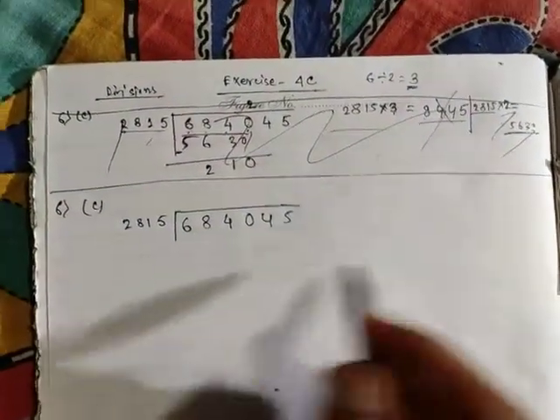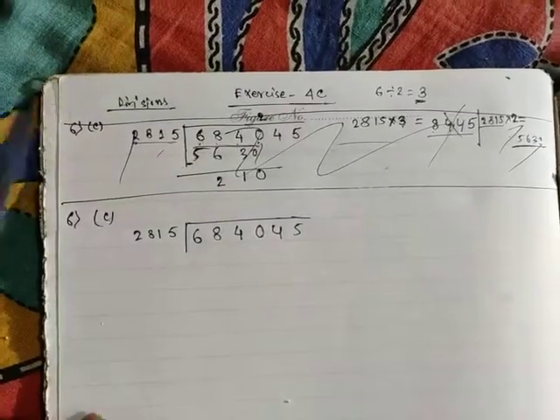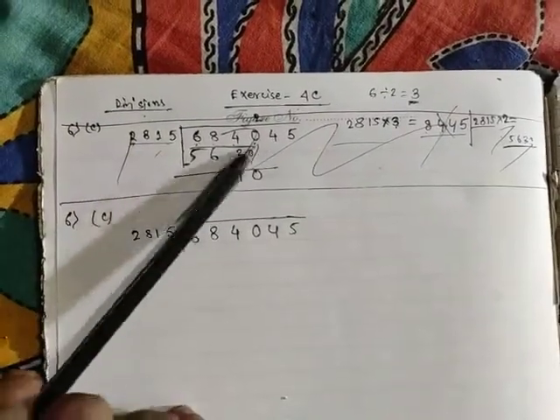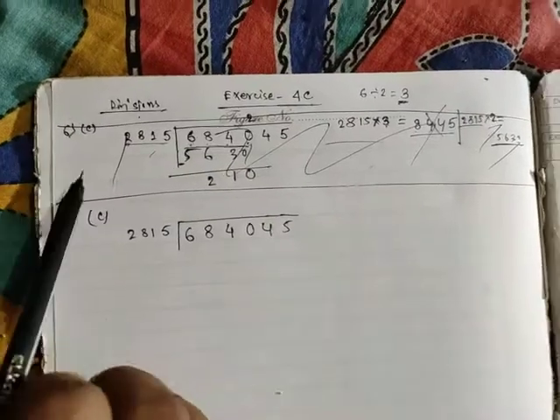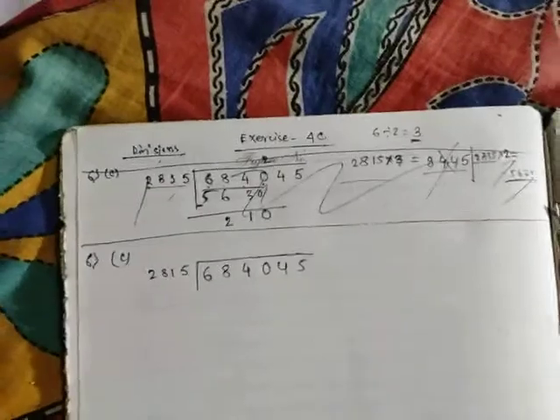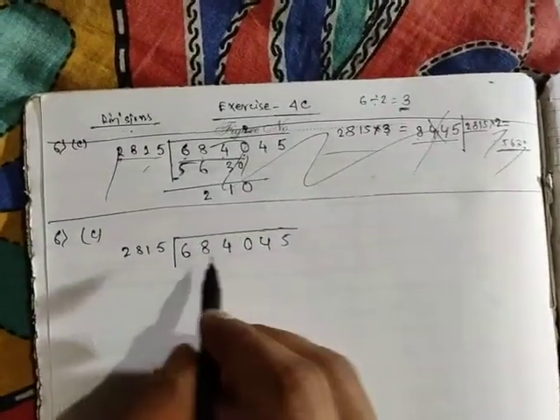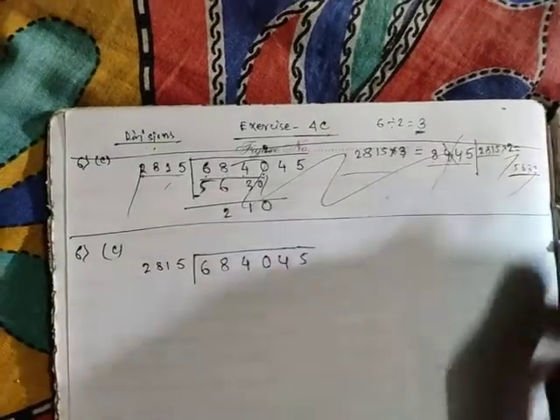So listen, in the last chapter we have discussed subtraction and addition, and in the previous class, I discussed multiplication. So today I will start division. To do the divisions I have to follow some rules. The rules are like this.